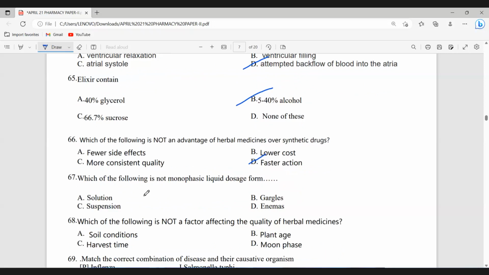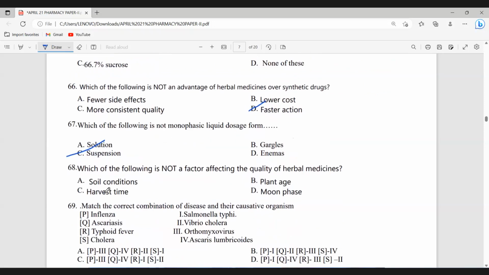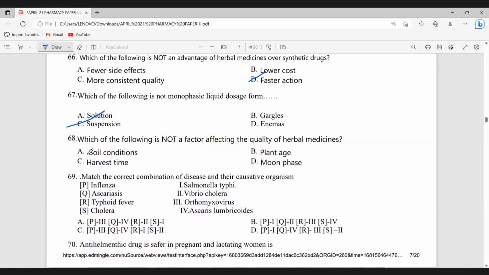Then 67. Which of the following is not a monophasic liquid dosage form? Suspension is biphasic. Then 68. Which of the following does not affect the quality of herbal drugs? Moon phase has no effect.